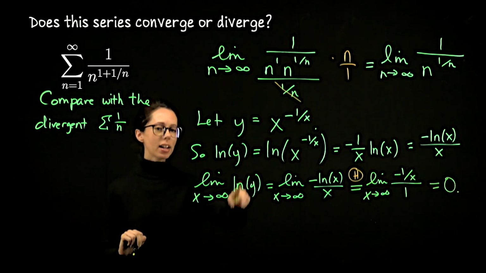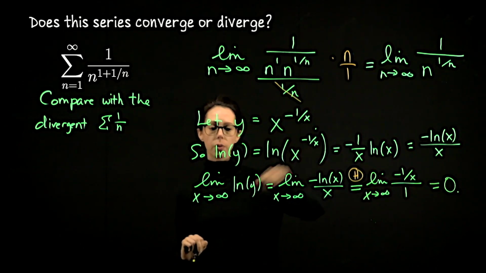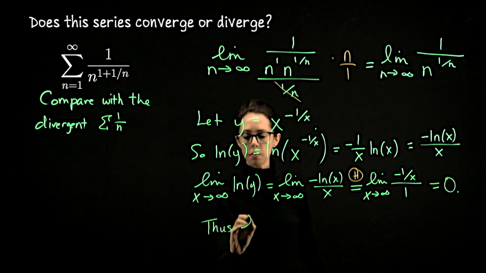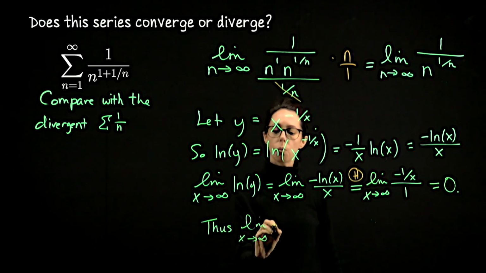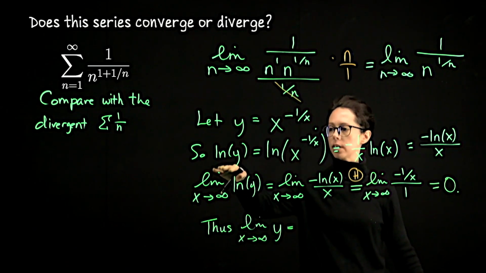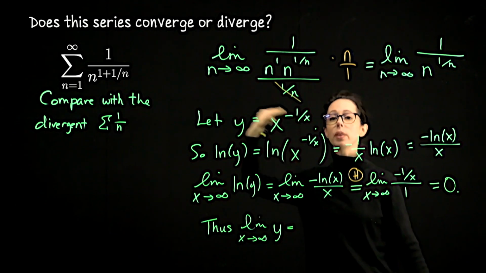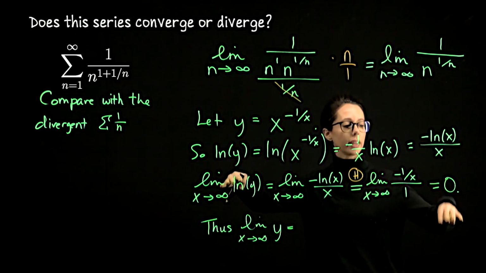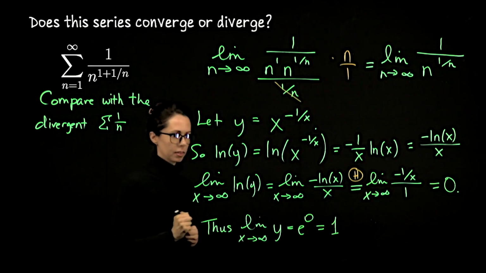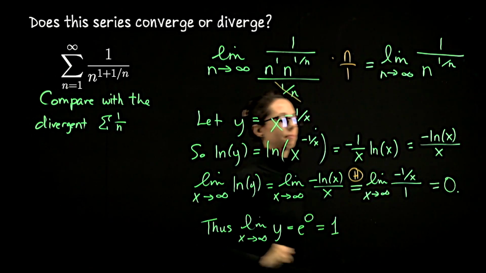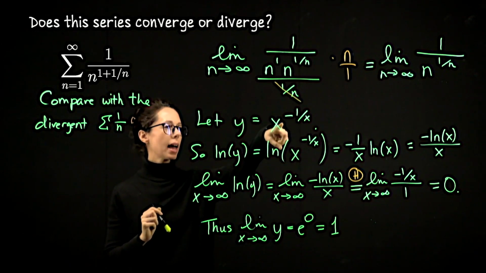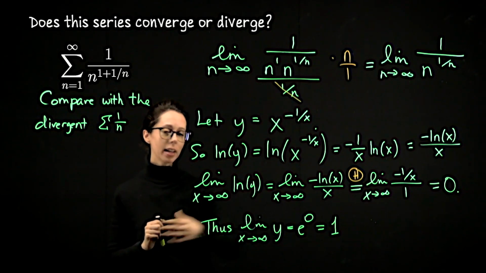That tells me that the natural log of y tends to 0 as x tends to infinity. Thus, the limit as x tends to infinity of y is going to be e to the 0. So you exponentiate each side. To get rid of the natural log of y, I would do e to the natural log of y, e to the 0. So you can imagine e to this equals e to that. All right, that tells us that the limit as x goes to infinity of our function y equals x to the negative 1 over x exists. It is the finite positive number 1.